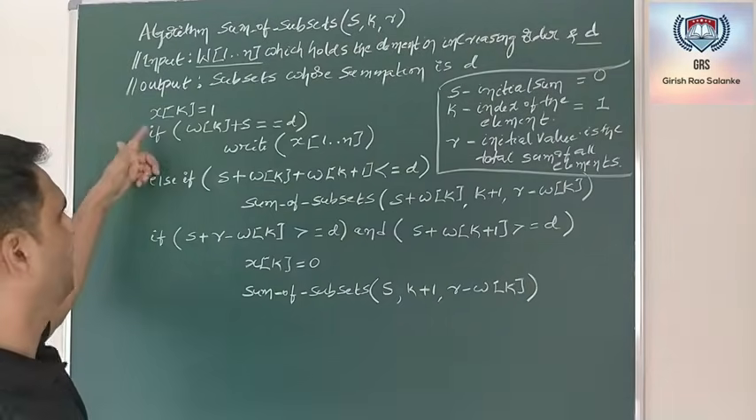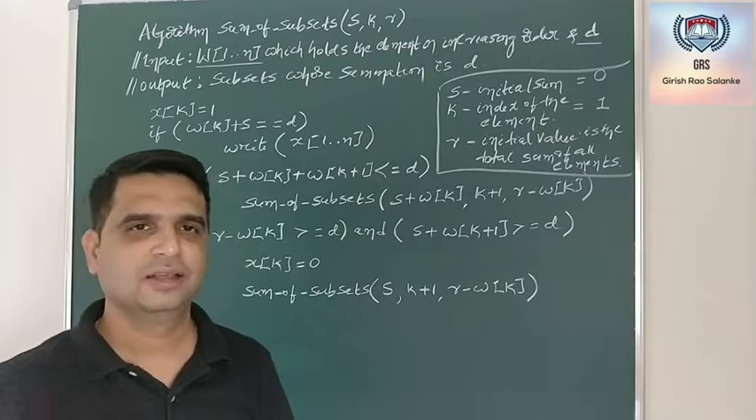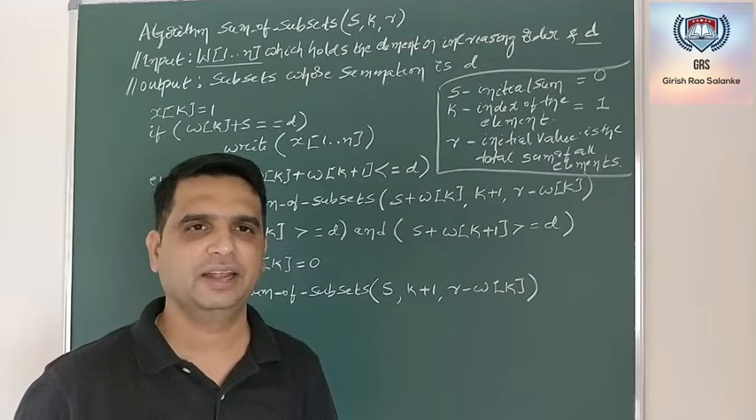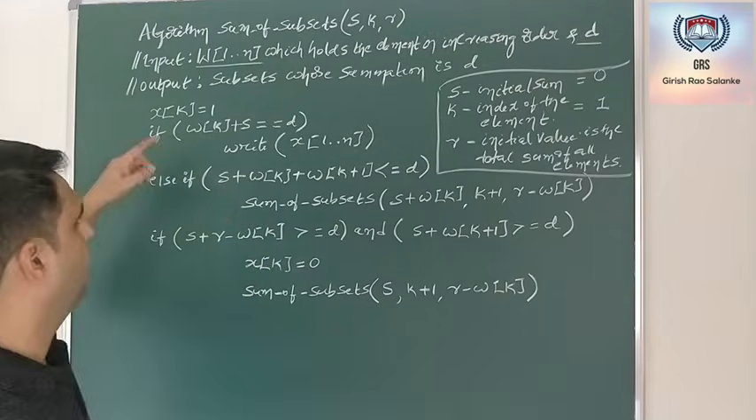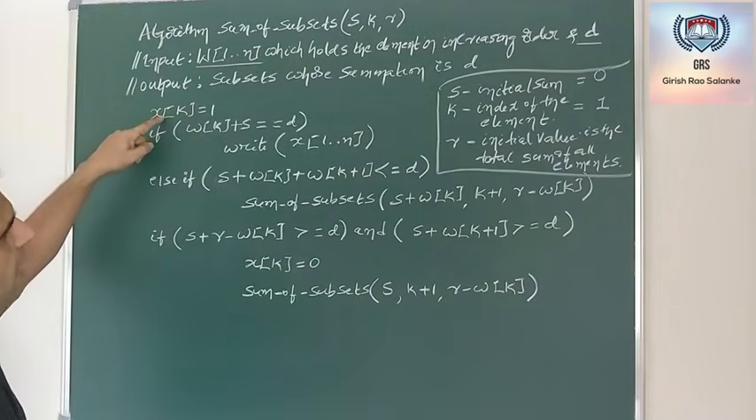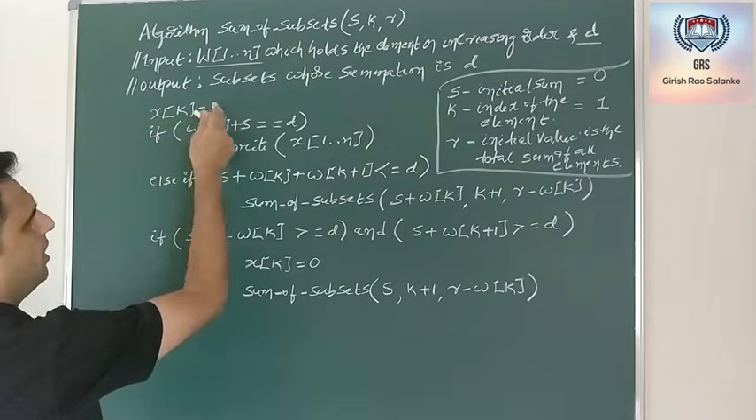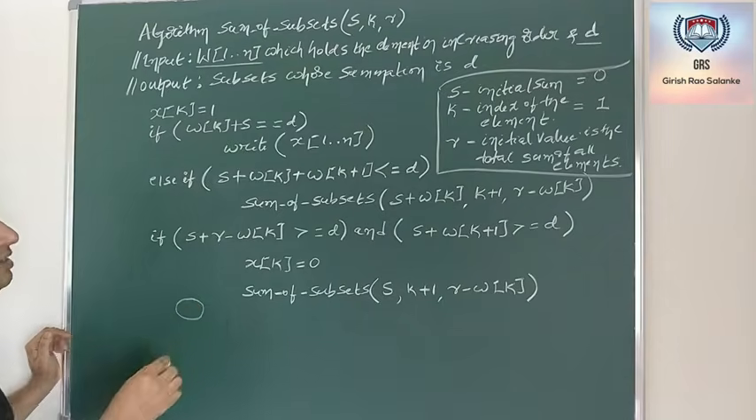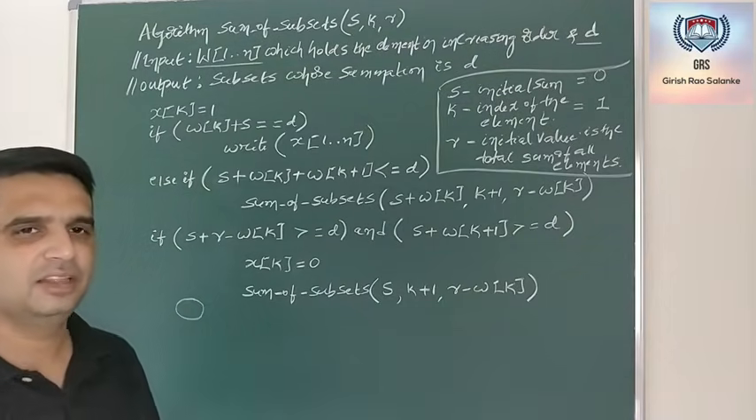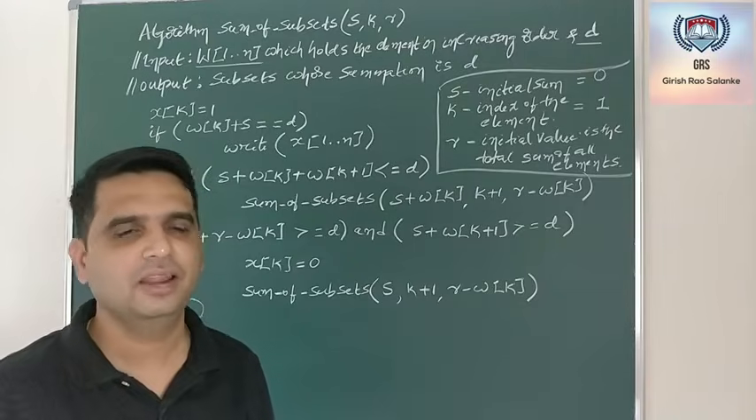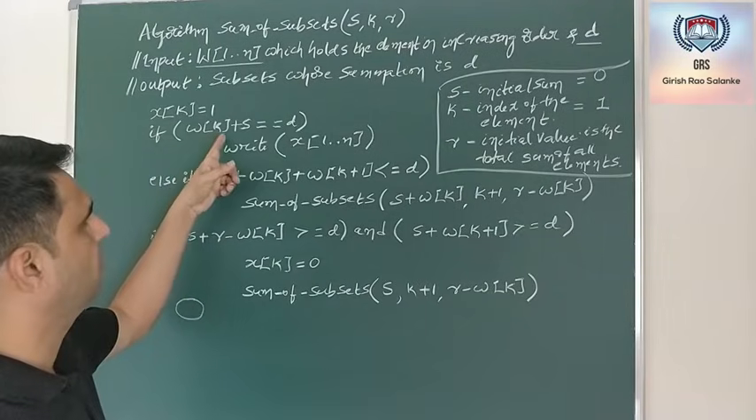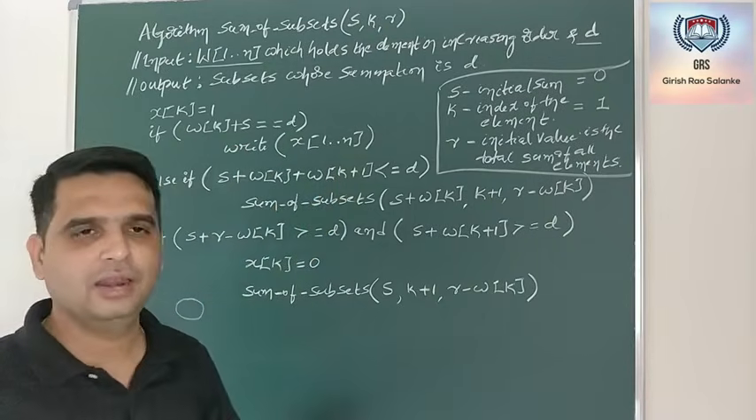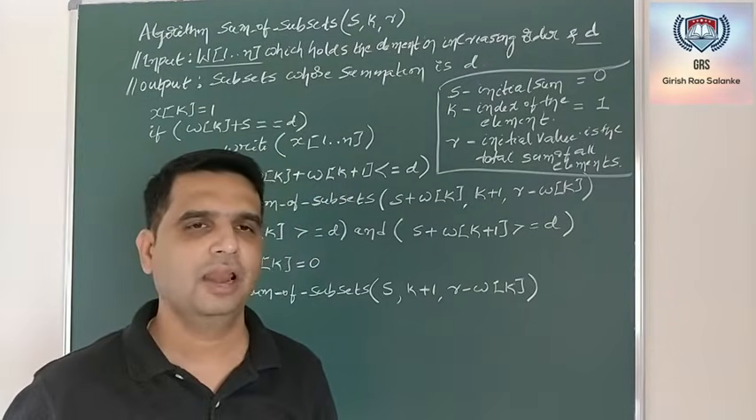The algorithm is quite simple. We are keeping a Boolean array by name X, whose size is equal to n, where n is the number of elements in set S. Initially K is 1, so I am marking the first element as 1. So I am starting. This is my state space tree. Now I need to consider the first element. On considering the first element, if I get the final result, then well and good. So I am checking here, if W of K plus S is equal to D, then write X of 1 to n, which implies that I have got my final solution.